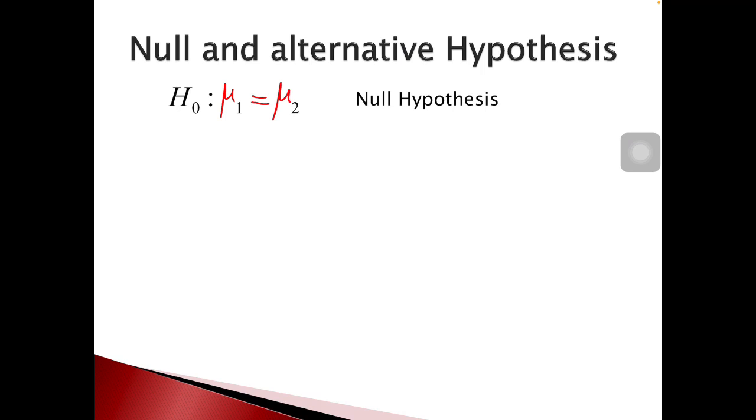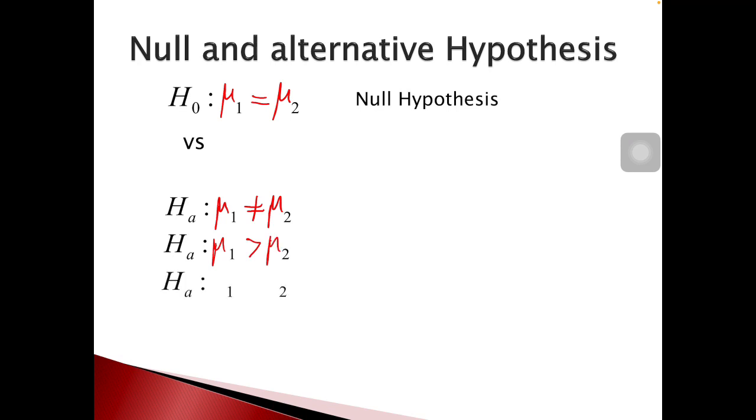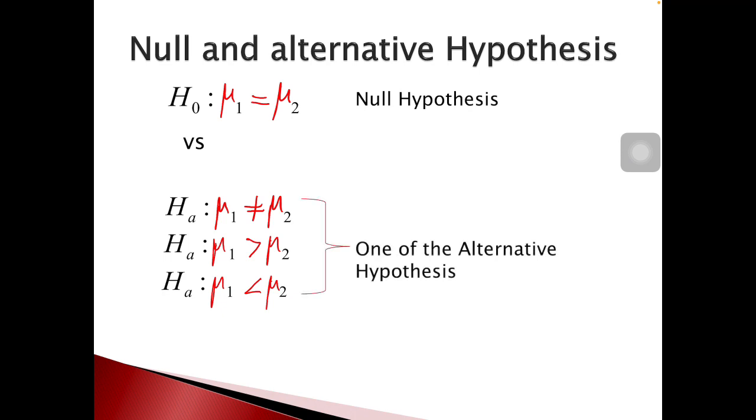And the other hypothesis, the alternative hypothesis, can be mu1 not equal mu2, or mu1 greater than mu2, or mu1 less than mu2. These are the alternative hypotheses. It can be only one at a time. So the null hypothesis is always mu1 equals mu2, so you don't have to worry about the null hypothesis. Always we consider they are equal.